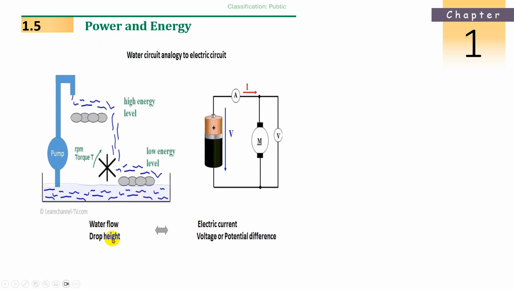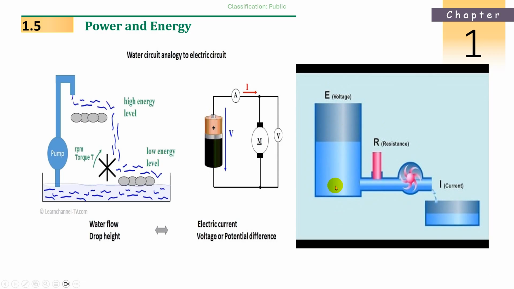See here, water flow drop height. So what is the potential? This high energy level to the low energy level. If you see here another example, this is a battery and this is a motor. It absorbs the energy to rotate. Now where is the plus? On the top. So where is the higher potential? On the plus side. Where is the lower potential? On the minus side, means downside. Plus is higher potential, minus is the lower potential. That's what I want to tell.